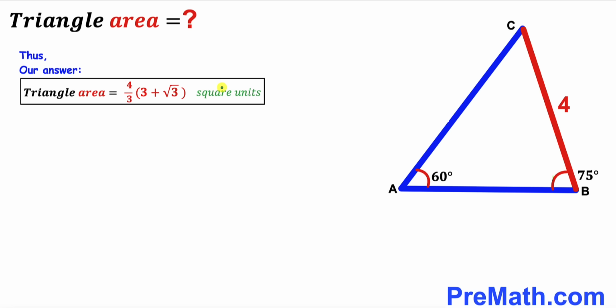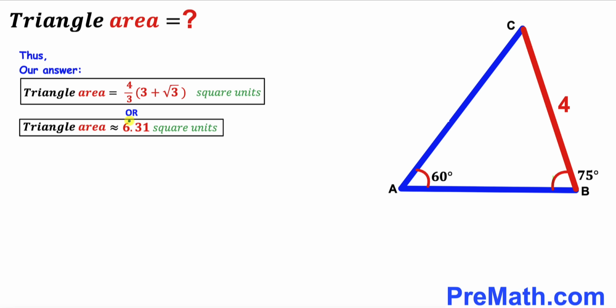So after all the calculations and manipulations, the area of this triangle ABC turns out to be 4 divided by 3 times 3 plus square root of 3 square units, and that's going to be approximately equal to 6.31 square units as well. And that's our final answer.